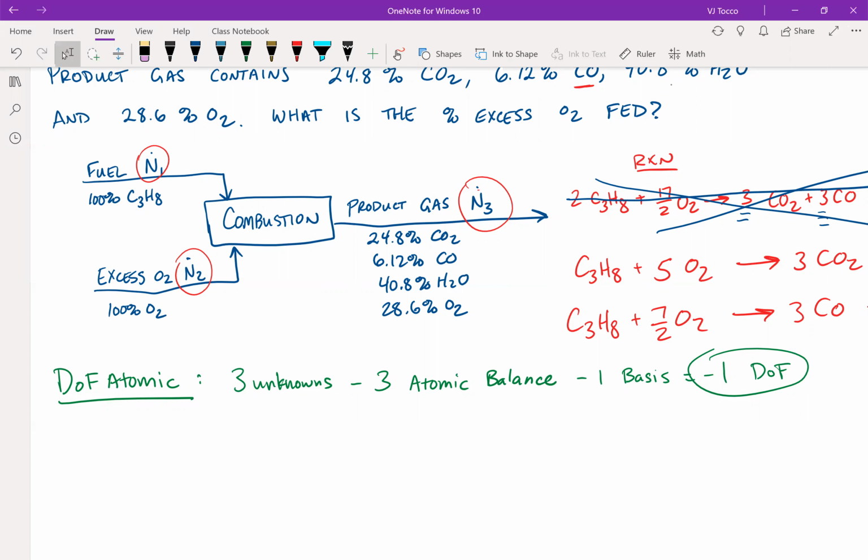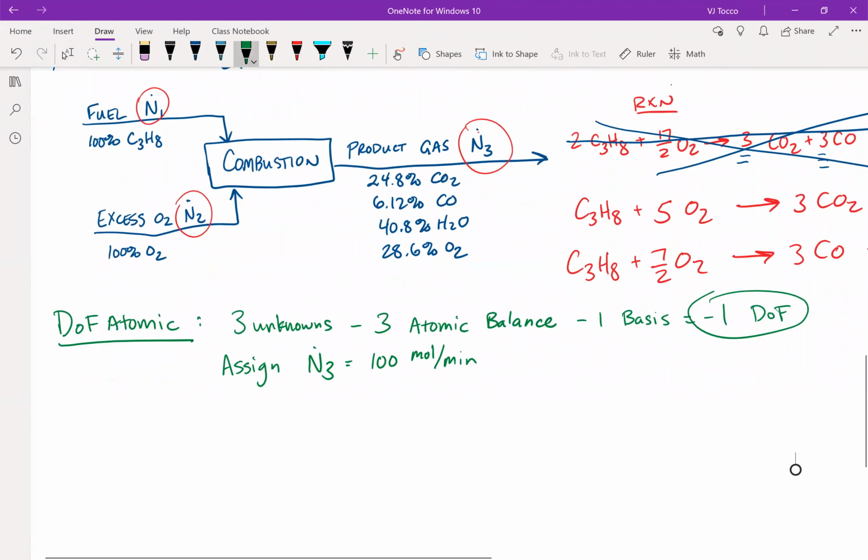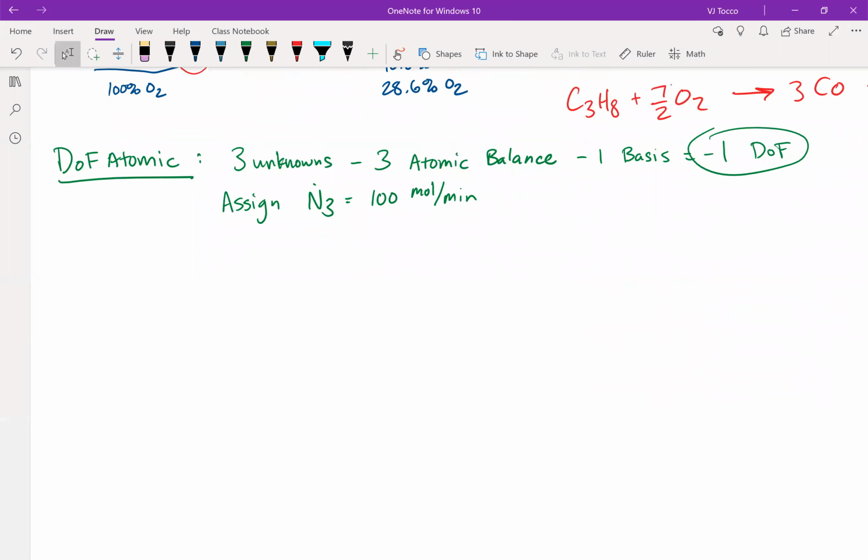All right, now I've said that it is always advantageous for you to assign the basis to a stream in which you know what the composition is. So for that reason, I'm going to assign N3 as my basis, and that is going to be equal to 100 moles per minute. Again, because I know what the composition is, that should make it easy to figure out what my moles are. All right, so 3 atomic balances.